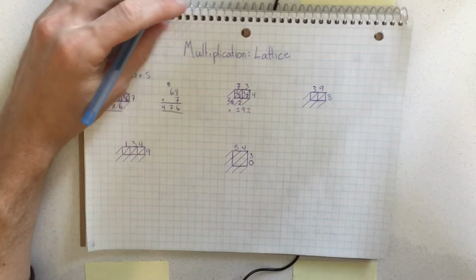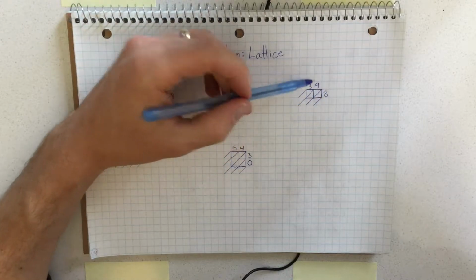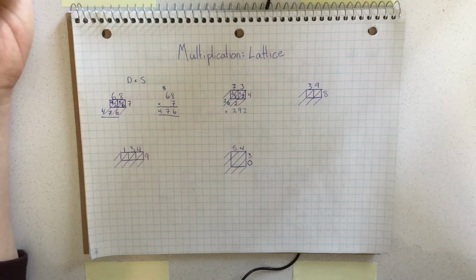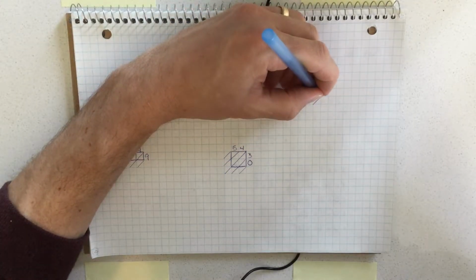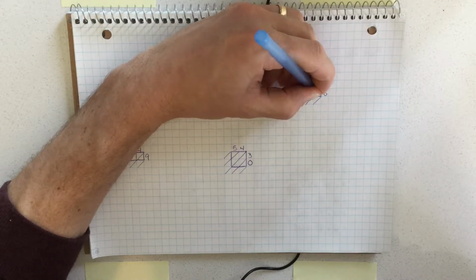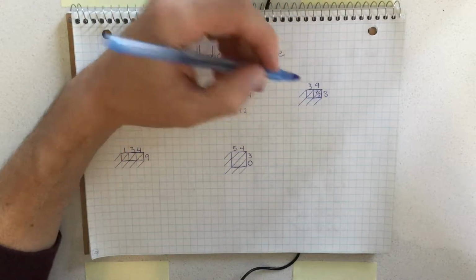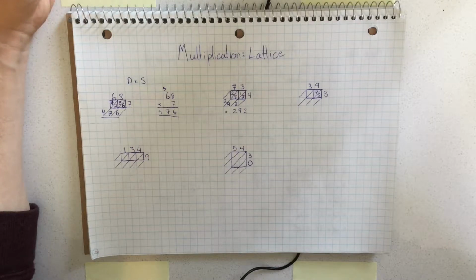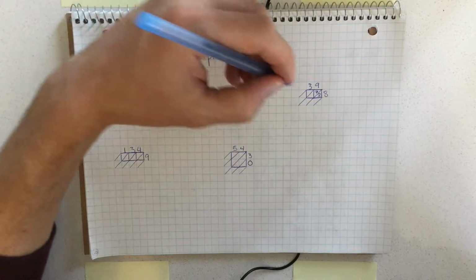Moving on to the next problem. 8 multiplied by 9 is 72. 8 multiplied by 3 is 24.